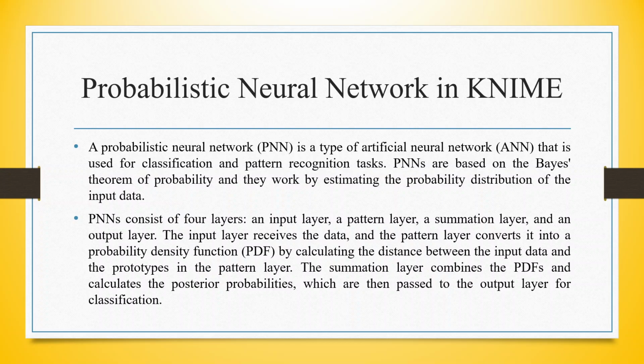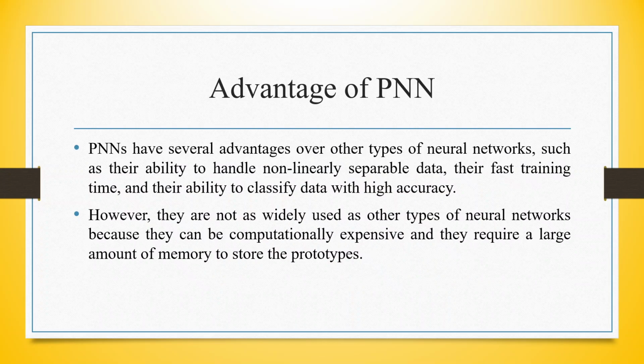PNNs have several advantages over other types of neural networks, such as their ability to handle non-linearly separable data, their fast training time, and their ability to classify the data with high accuracy. However, they are not as widely used as other types of neural networks because they can be computationally expensive and they require a large amount of memory to store the prototypes. So let's see how we can run PNN in KNIME.